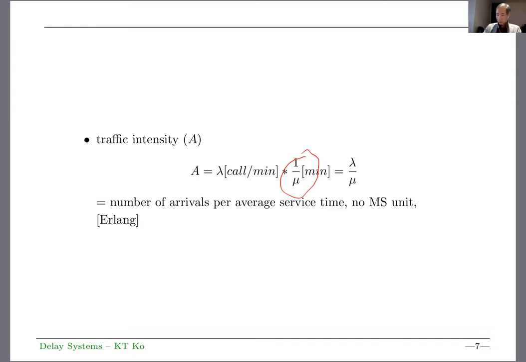But we put an artificial unit, the Erlang, named after A.K. Erlang. We'll say something more about A.K. Erlang later on. Okay, Erlang is regarded as a pioneer of queuing systems, a pioneer of teletraffic engineering, and we will see him again sometime later.